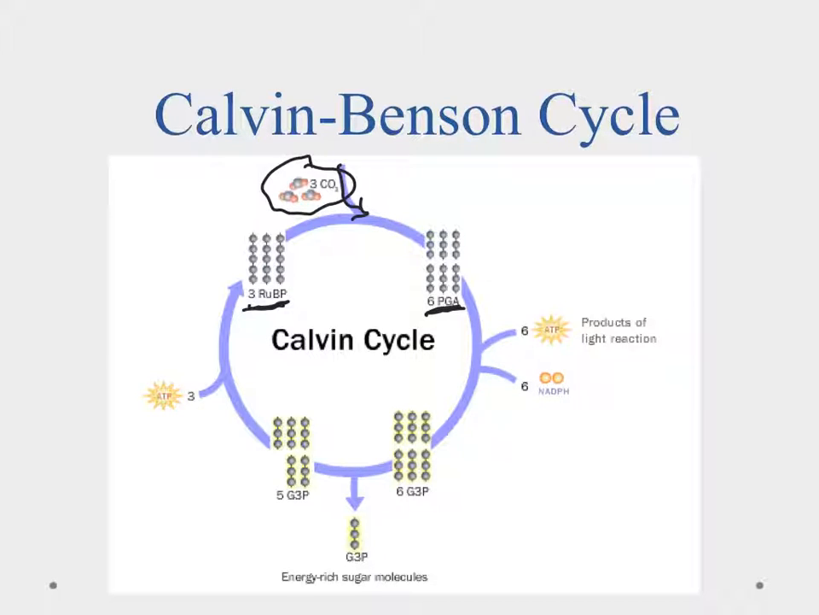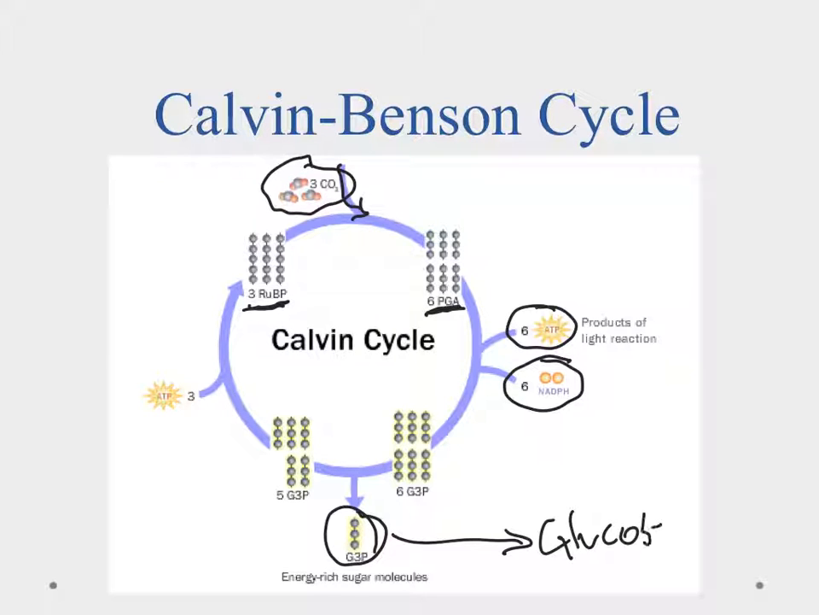Now, from light reaction, we also manufactured some ATP, and we manufactured some NADPH, and that's going to take our 6 PGAs and convert them into 6 G3P molecules. Now, the G3P molecule is an energy-rich sugar, and one of these is going to be kicked out, and this is what's going to be used later on to make glucose. Okay, so this is our precursor molecule for glucose.